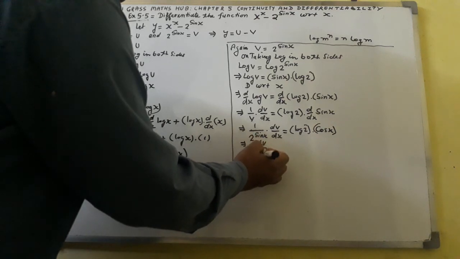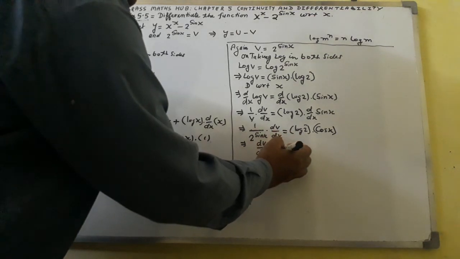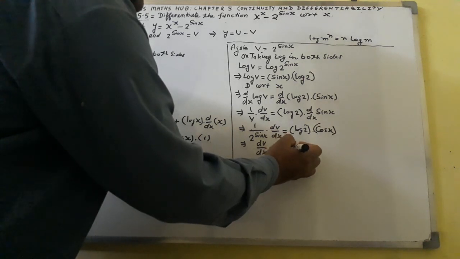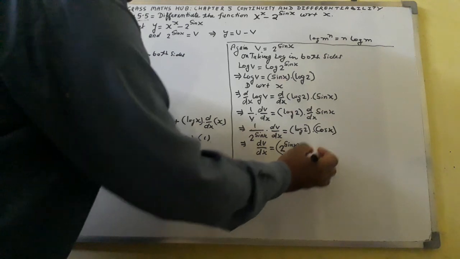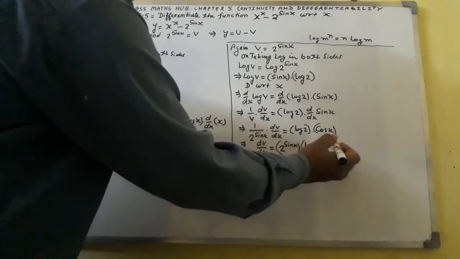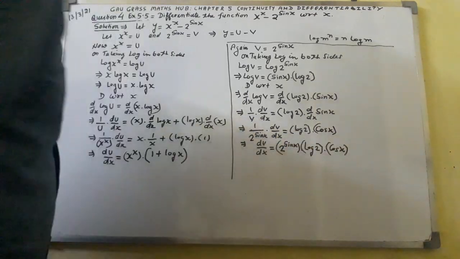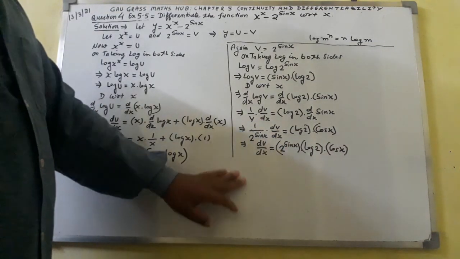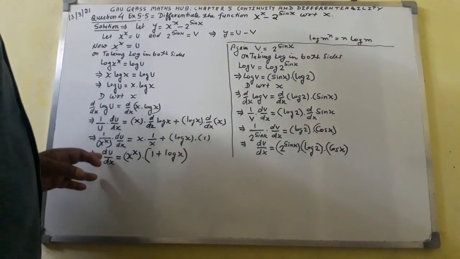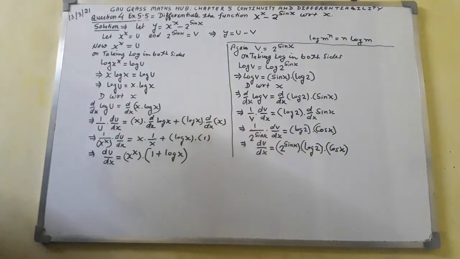So here you will get dv over dx equal to 2 raised to power sin x, in one bracket, dot log 2 in another bracket, dot cos x. I shall write this thing. So here you have got dv over dx. Here you have got du over dx.